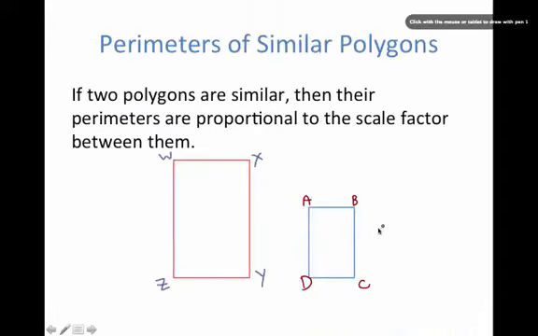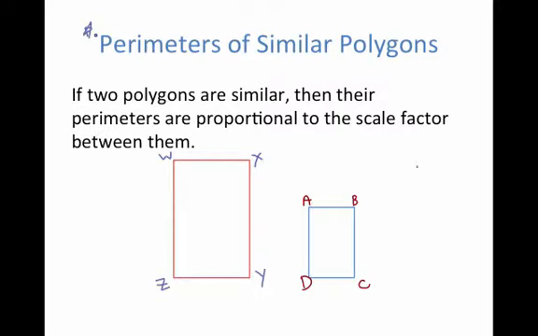So we're going to use the scale factors to solve problems by using this concept of perimeters of similar polygons. It is a theorem. It's the perimeters of similar polygons theorem. And it says if two polygons are similar, then their perimeters are proportional to the scale factor between them.